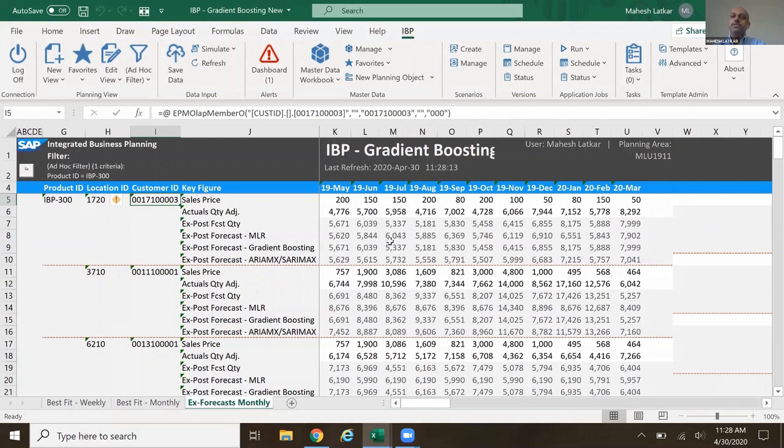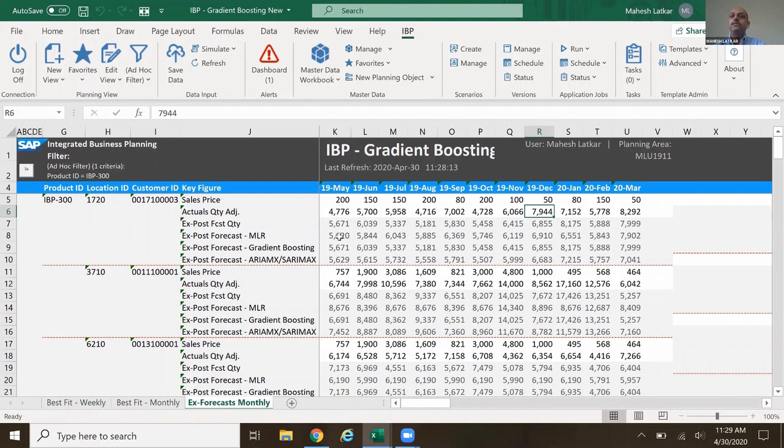You can also view this data in weekly buckets because data is getting stored in weekly, and you can always aggregate at monthly level. So in this particular example for gradient boosting, we got sales price as an input and actual sales for the past 1 year. The way we maintain this data, wherever you got less price, you got more sales. So the system has to read this pattern and come up with the forecast numbers.